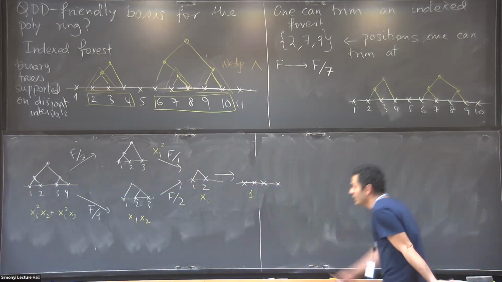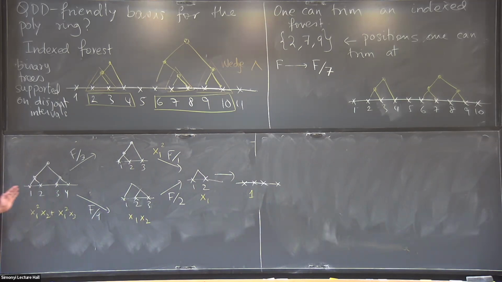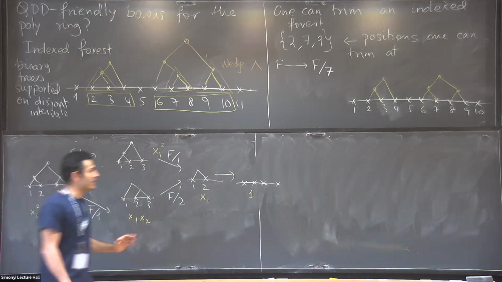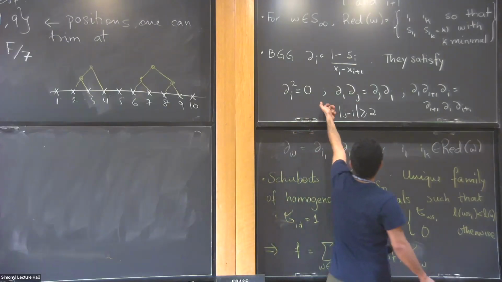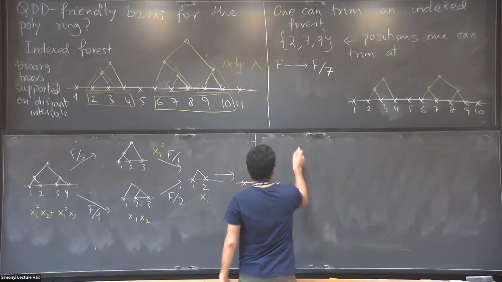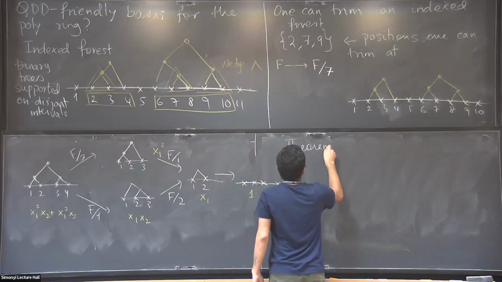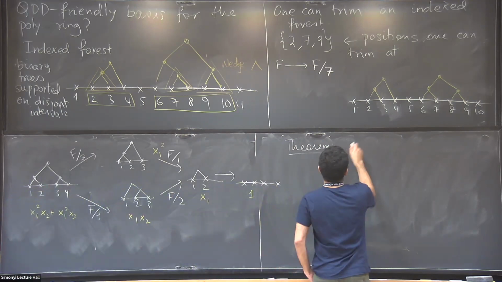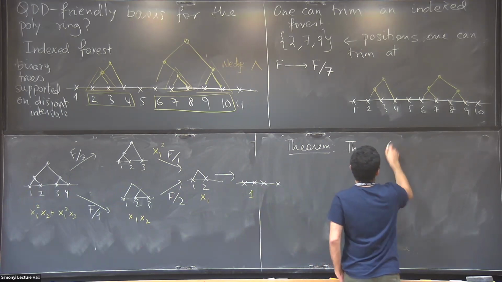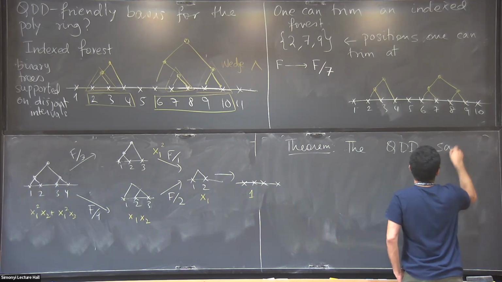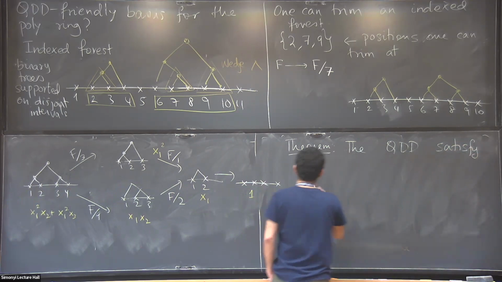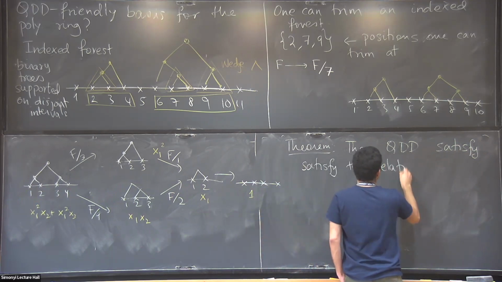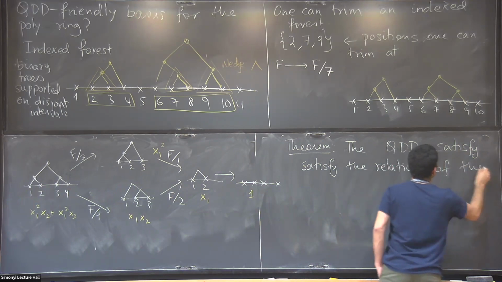Okay, so you see a relation here: doing this move resulted in the same tree as this move. And you ask, okay, are there any other relations? In fact, there are no other relations. So the analog of this nil-Coxeter relation is the Thompson monoid. So, theorem: these trimming operations carry a representation of the positive Thompson monoid. So the T sub i, the quasi-symmetric divided differences, satisfy the defining relations of the positive Thompson monoid.